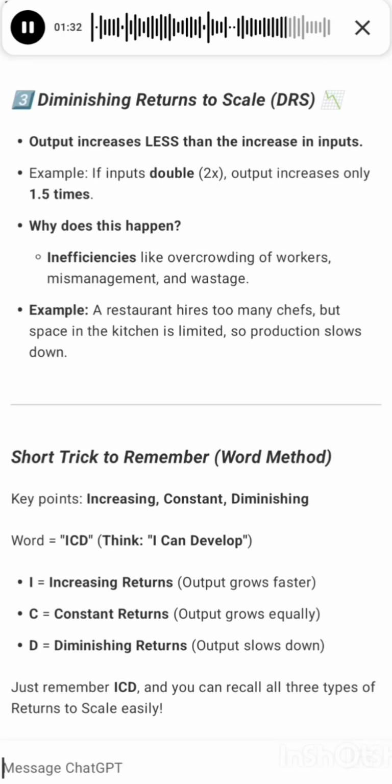Short trick to remember, word method. Key points: increasing, constant, diminishing. Word equals ICD, "I can develop." I equals increasing returns, output grows fast. C equals constant returns, output grows equally. D equals diminishing returns, output slows down. Just remember ICD, and you can recall all 3 types of returns to scale easily.